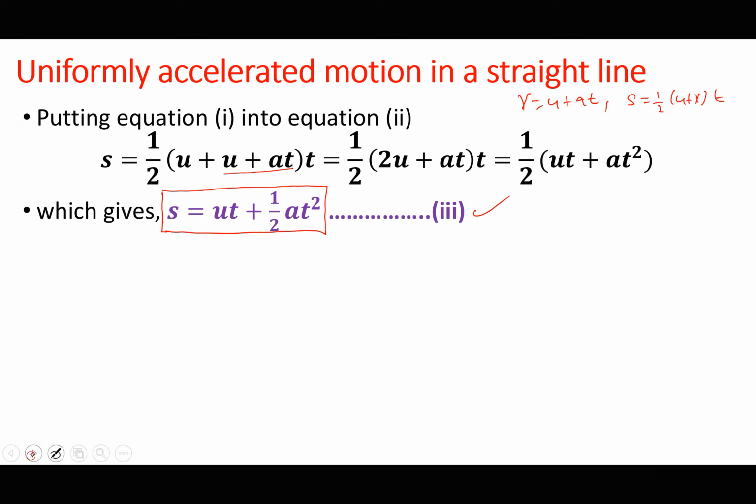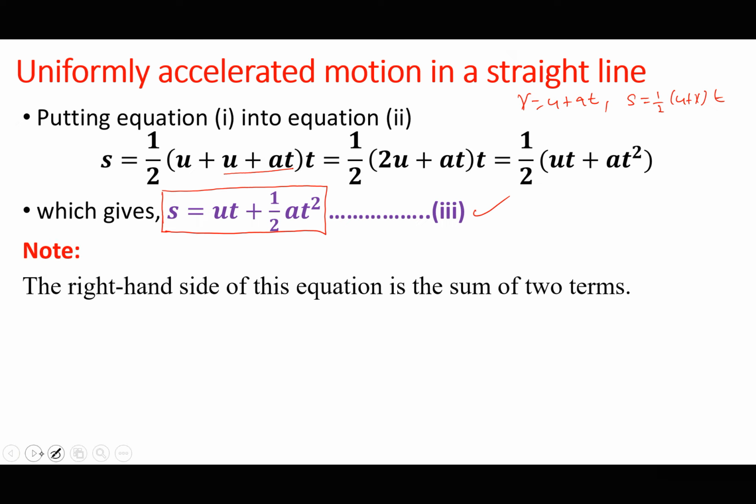A few things we need to note from what I've just derived. Number one, the right-hand side of this equation is the sum of two terms. You notice that it is the sum of ut plus a half at squared. This is a term and this is also a term.